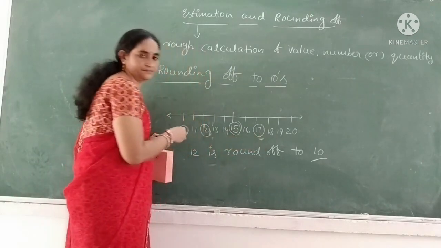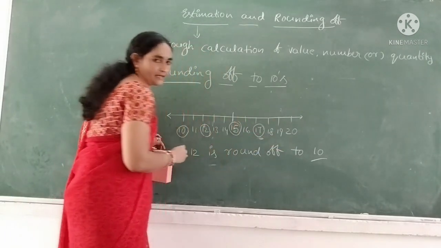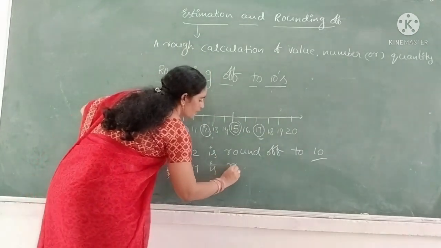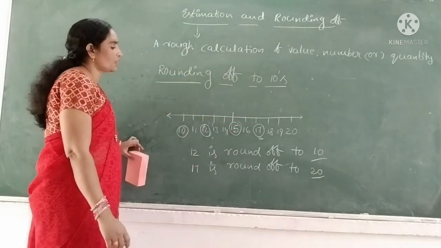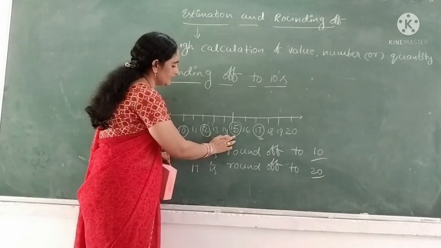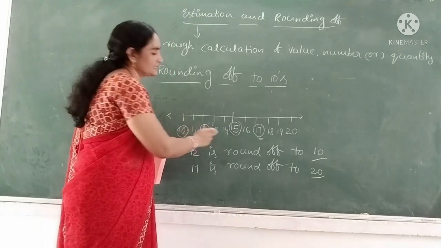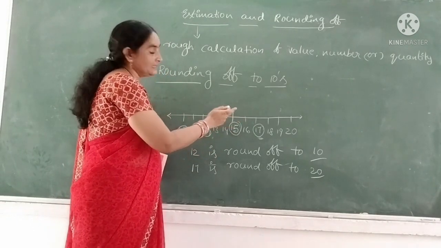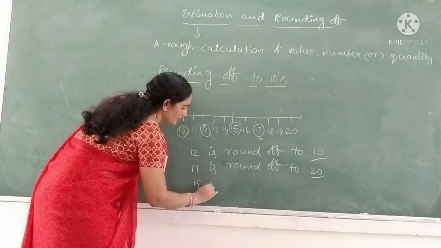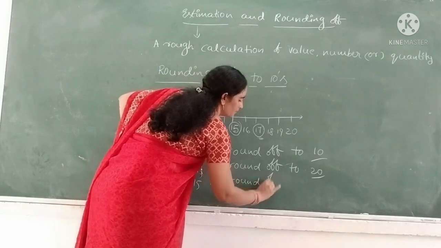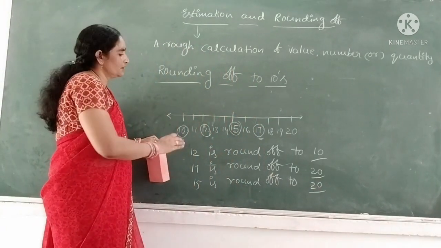We observe 17. 17 is nearest to 20. So 17 is rounded off to 20. Now observe 15. 15 is nearest to 10 or nearest to 20. This is the mid value between 10 and 20. In this case, we round off to 20, the highest value. So 15 is rounded off to 20.